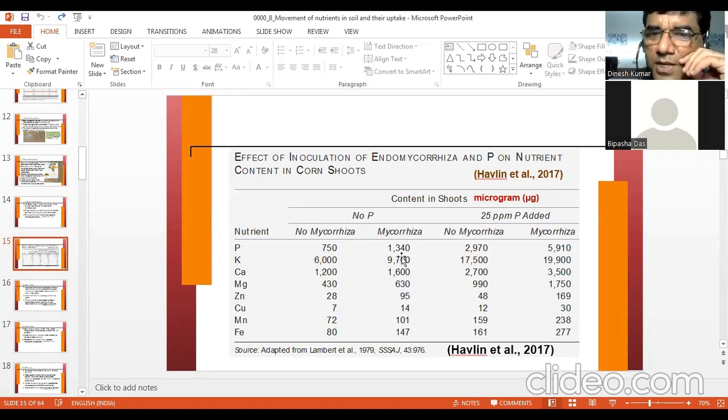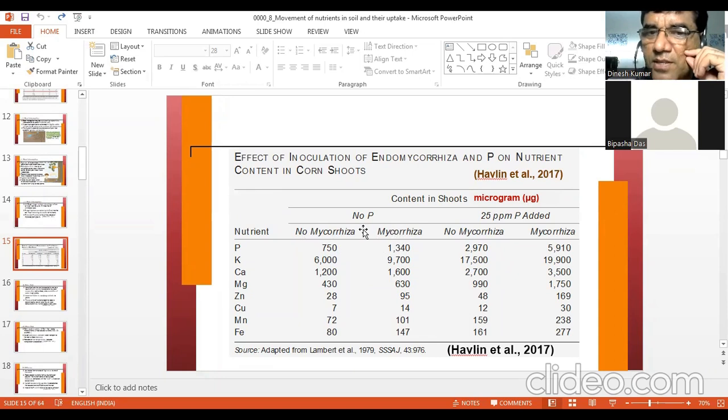There are two cases here. No mycorrhiza was inoculated from outside, and here mycorrhiza was inoculated in the soil. Sometimes mycorrhiza are there in the soil, but they are not sufficient to fully help the plant. But if we increase their population by adding them from outside, or inoculating them into the soil by seed or some other method, artificial inoculation will increase their number in the soil. So here no mycorrhiza was added, and here mycorrhiza was added.